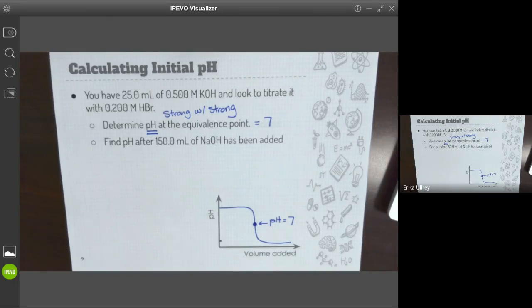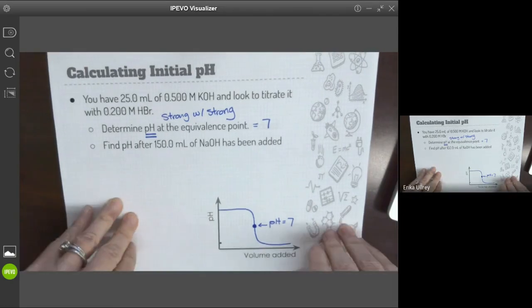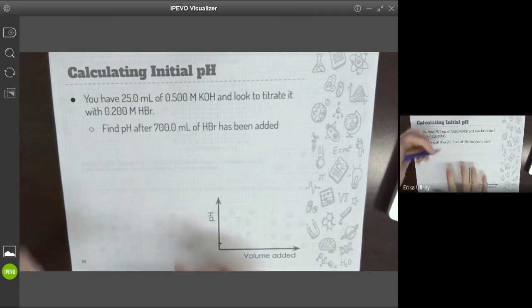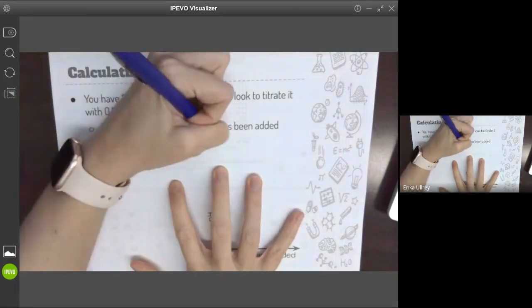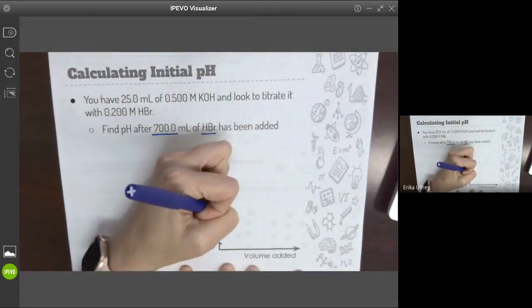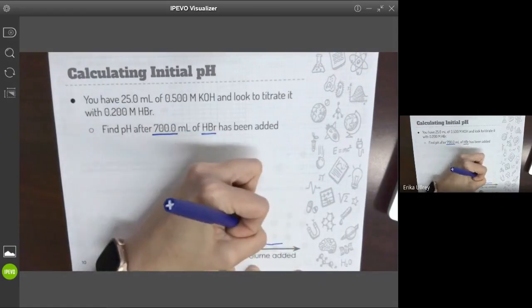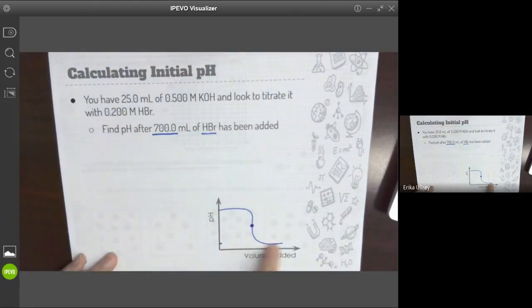All right, so then it says find the pH after 150, nope, lies. Let's go on to this next one. It says find the pH after 700 milliliters of HBr has been added, okay? So again, here's our curve. The equivalence point is here. So at this point, we should be down in this region here. So it says find the pH after 700 milliliters of HBr are there.